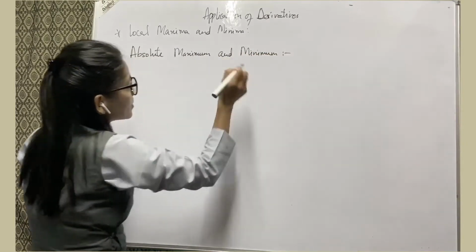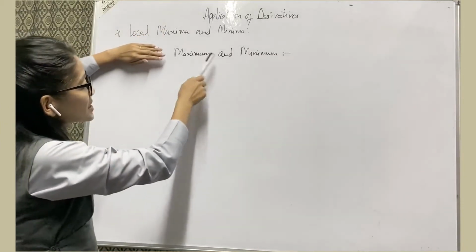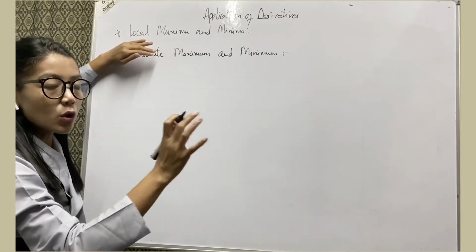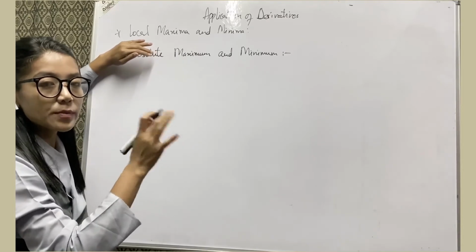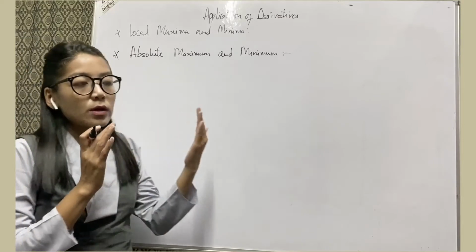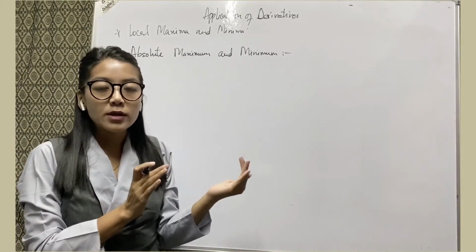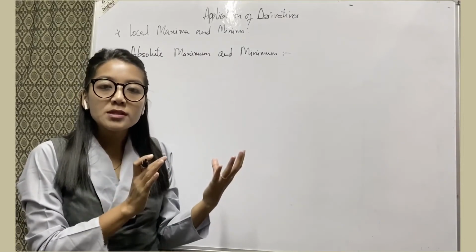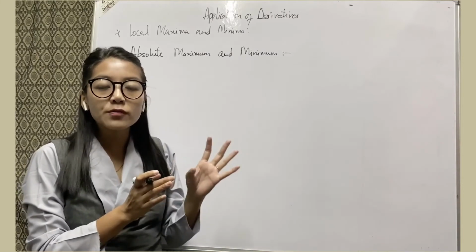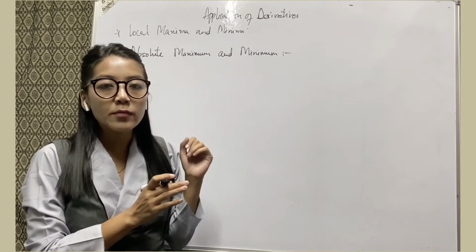This is a very basic concept. When you are asked for the maximum and minimum value of the function, you have to find the maximum and minimum value in the whole interval. The interval may be open, closed, closed-open, or open-closed. Any interval may be given when you are asked to find the maximum and minimum value of the function.